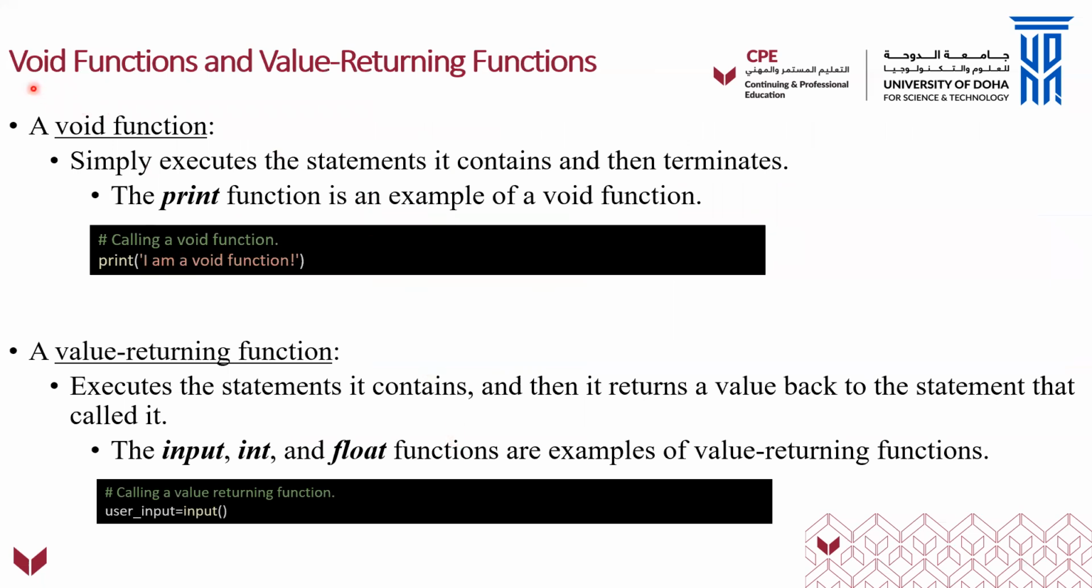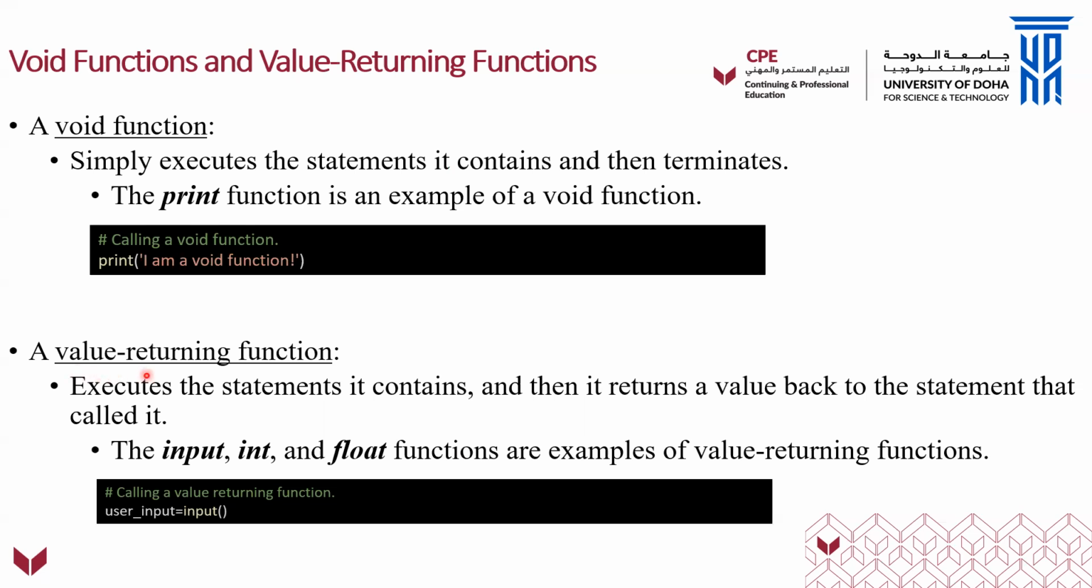Types of functions. I have two different types of functions. The first one is the void function, while the second one is the value returning function. The void function simply executes the statements it contains and then terminates. An example of a void function is the function print. When you call print and pass a parameter, it will print out the content of the parameter, and it will not return any value. For that, it's a void function.